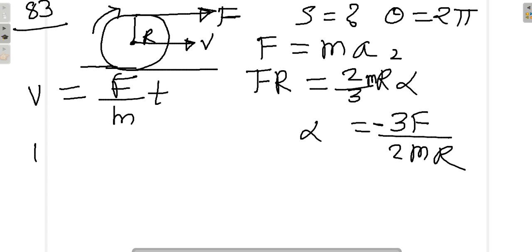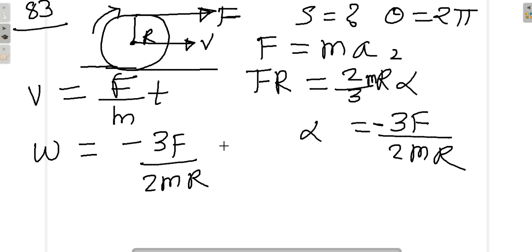and omega equal to omega naught minus alpha t, but omega naught is 0, so minus, sorry, I think it is producing a clockwise torque, it will be plus, my mistake. It is producing a clockwise torque and the sphere is also moving clockwise, so it will be plus, my mistake.